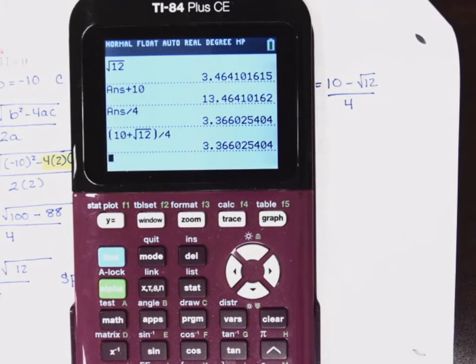So I guess my question is how comfortable do you feel with your technology? Could you do it all in one step, or are you more comfortable with doing it step by step and writing it down? Honestly, this is a personal preference. This is not, you must do it my way. This is whatever works best for you.